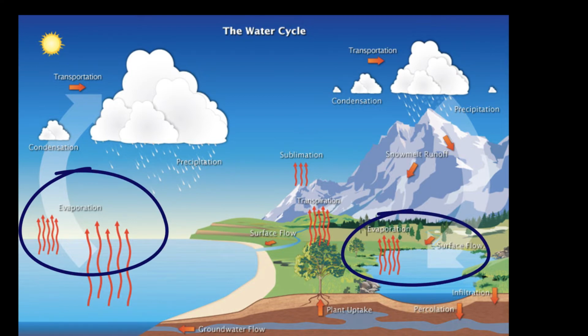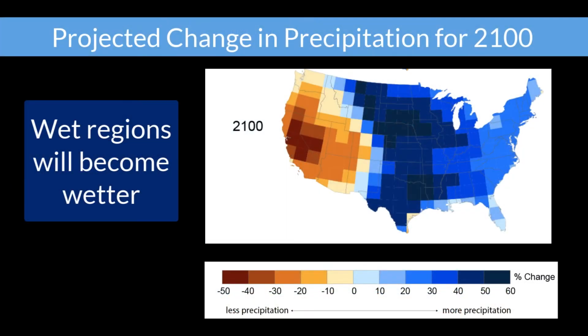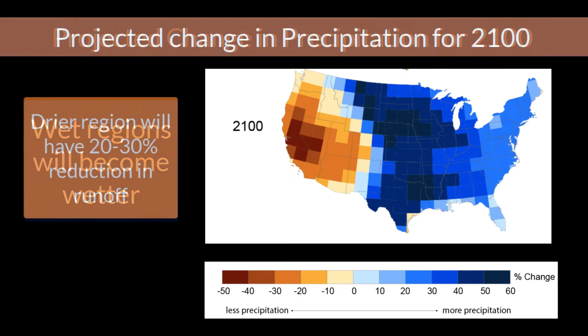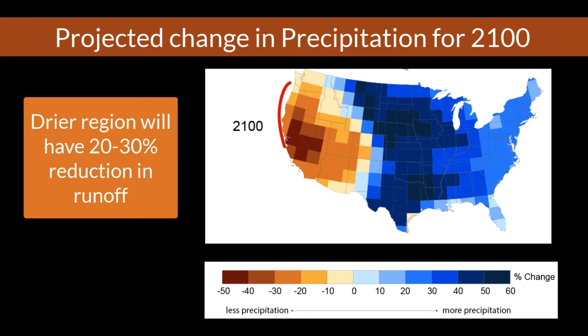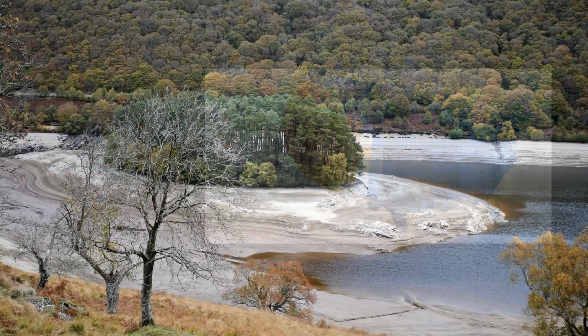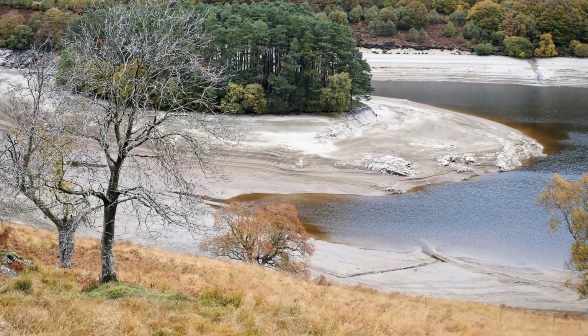So what does that mean? Well, it means two things. For areas that have high precipitation rates, this means more water vapor in the atmosphere, which means wetter atmosphere, more and heavier floods. For drier areas, this increase in evaporation means a 20 to 30% reduction in runoff or snowmelt. And so these dry areas will become more water stressed.